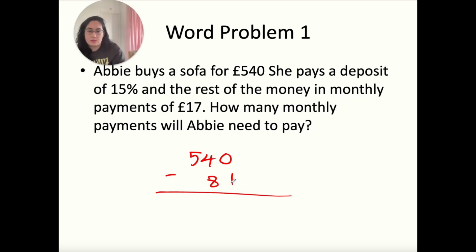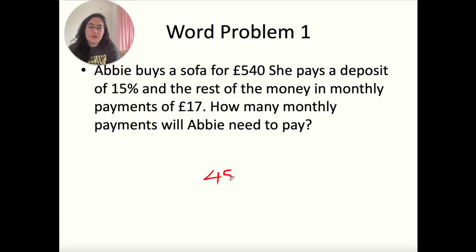So we cannot subtract 1 from 0. We take 1 from the 4, it becomes 3, and that becomes 10. 10 minus 1 is 9. We cannot subtract 8 from 3, so we take 1 from the 5, that becomes 4, and that becomes 13. 13 minus 8 is equal to 5. 4 minus 0 is 4. So £459 is how much she owes after she's paid the deposit.